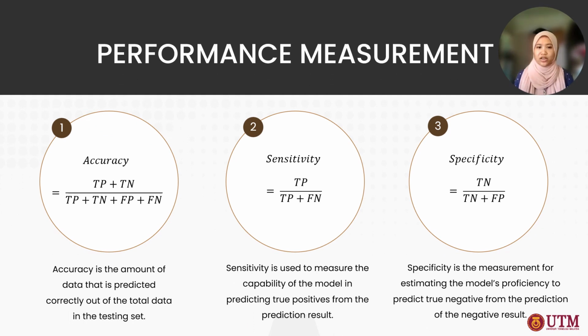Moving on, there are three performance measurements that will be used. The first one is accuracy. It is the amount of data that is predicted correctly out of the total data in the testing set. Number two is sensitivity, which is used to measure the capability of the model in predicting true positives from the prediction result. And the third one is specificity, which is used as the measurement for estimating the model's proficiency to predict the true negatives from the prediction of the negative result.